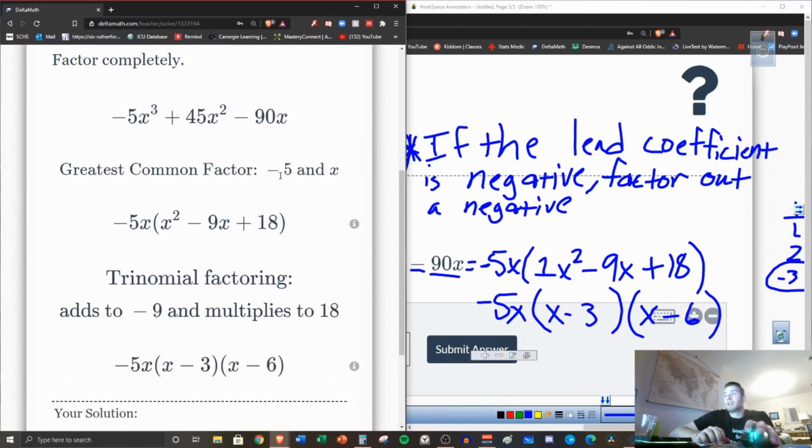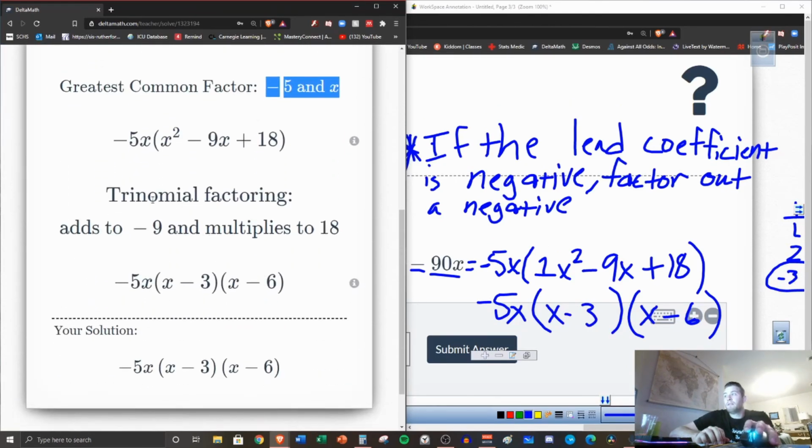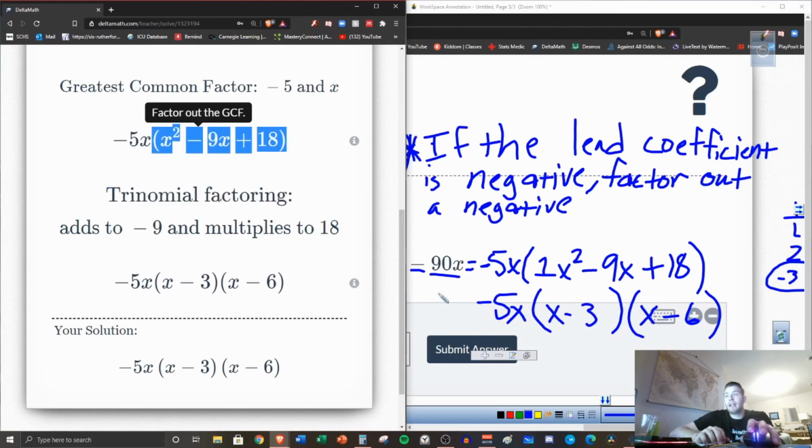Okay, greatest common factor, -5 and x. You factor the trinomial here that we got, so you have to be prepared for that. That's one of the reasons we want to factor out the negative. Okay, that's a big part of that. Okay, and then we end up with our answer here.